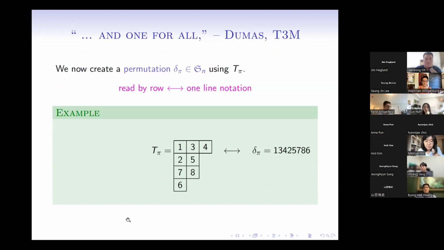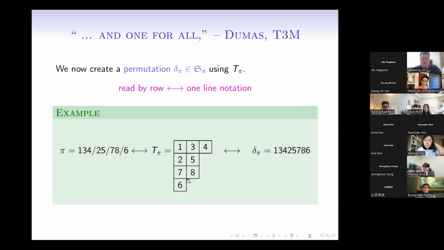And so with this in mind, we're now going to create a permutation. So what we're going to do is take this t pi and just read off the entries from the top row to the bottom row, and that's going to give us our permutation in one line notation. So in this case, we're going to get 1, 3, 4, 2, 5, 7, 8, 6.